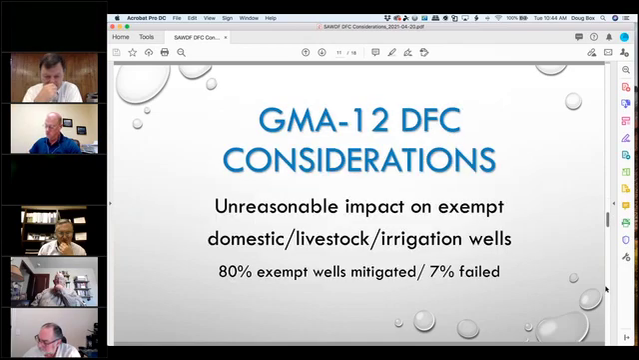So if you all could consider, is 80% of exempt wells needing to be mitigated and 7% of the wells failing reasonable?